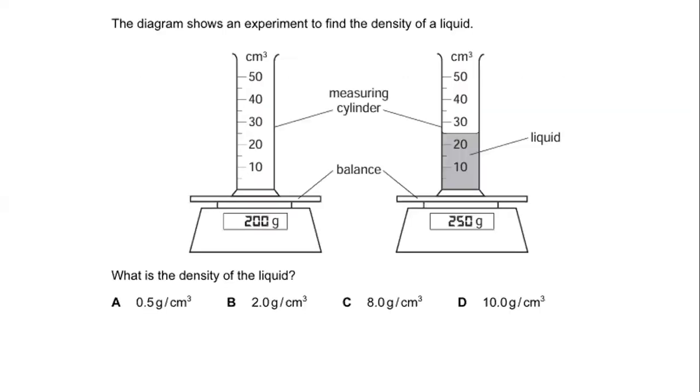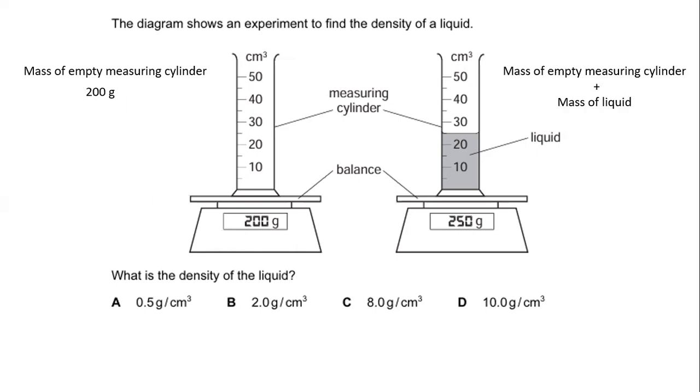So we can see this question. The diagram shows an experiment to find the density of a liquid. What is the density of the liquid? We can see the mass of the empty measuring cylinder, which is 200 grams, and the mass of the empty measuring cylinder plus the mass of liquid, which is 250 grams. We can see the volume of liquid, which is 25 cubic centimeter.